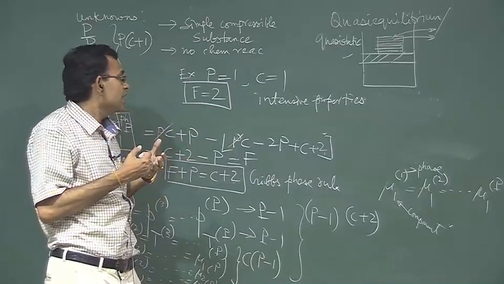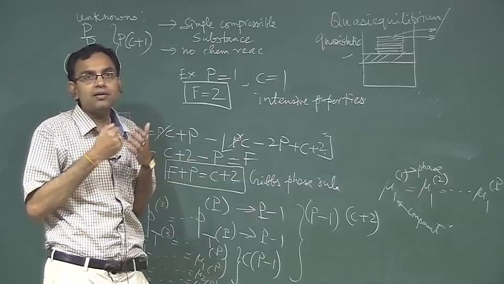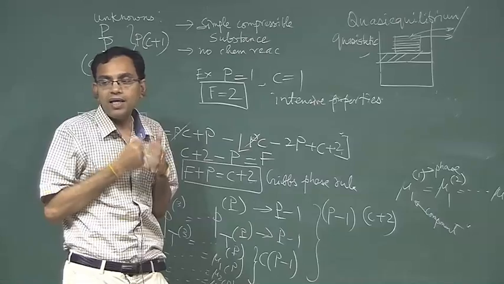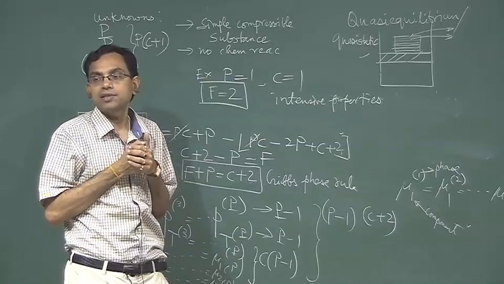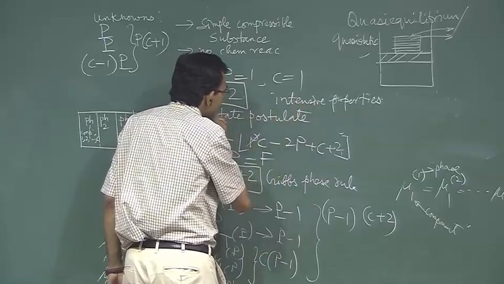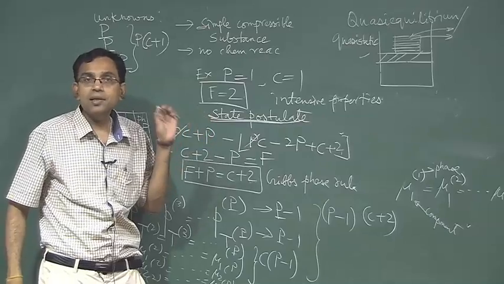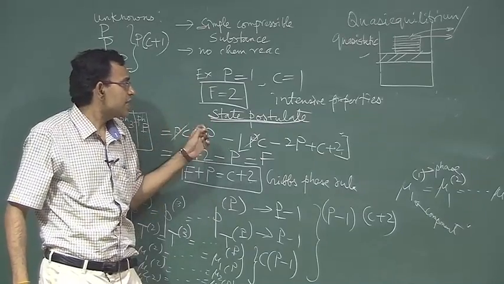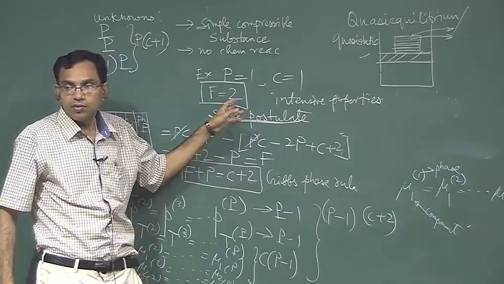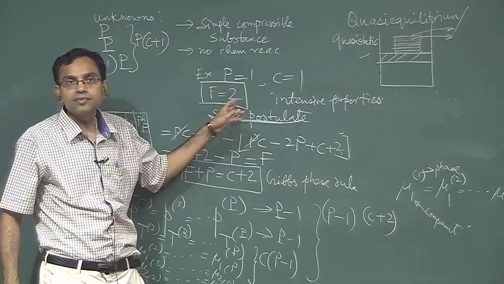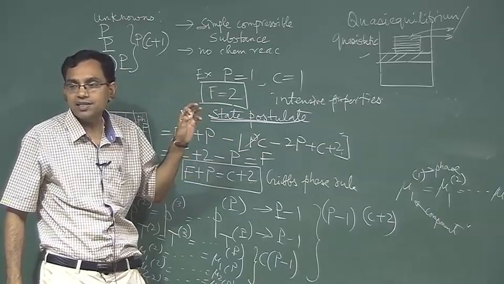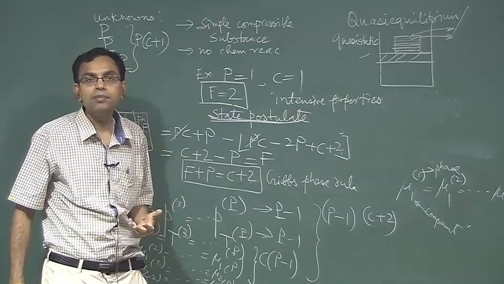The moral of the story, and I am repeating it because it is very important, is that the state of a simple compressible pure substance can be fixed by two independent intensive thermodynamic properties. This is known as the state postulate, and this is the proof of that. In the next lecture we will look at the properties of water as an example, to see how we can apply the state postulate to define properties and understand various thermodynamic processes. Thank you very much.